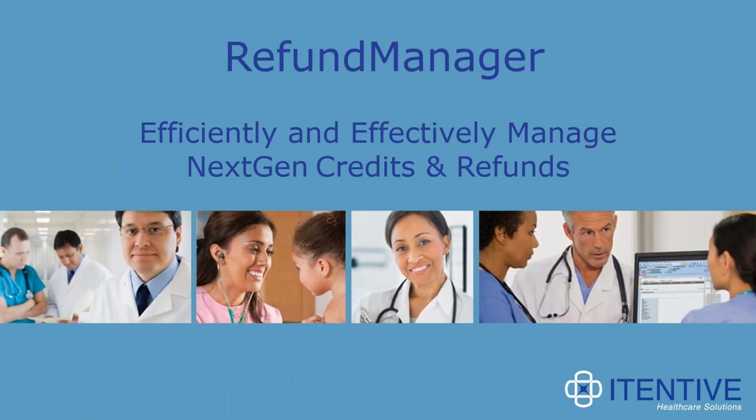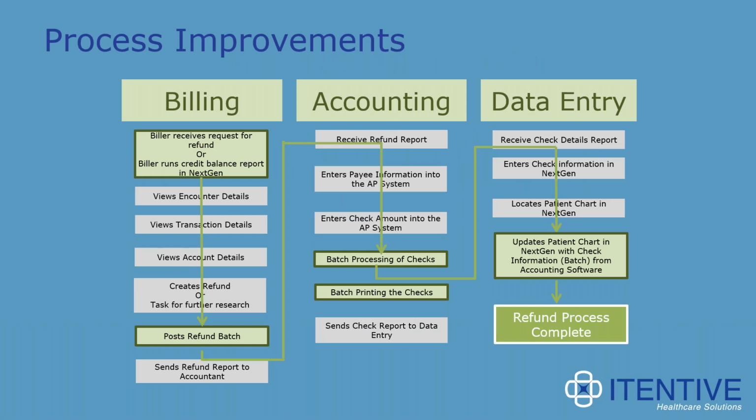On the Refund Manager side, let's take a quick look at that process. With the credits and refunds, you're going to either be reactive or proactive. Reactive meaning that you're going to have a patient that calls up and says, I have a credit on my account and I would like to have a refund issued to me. On the proactive side, on a daily basis, weekly basis, monthly basis, you go through and process a group of credits in your system. Either way, you're going to look at the encounter details, transaction details, account details, and you're going to decide what to do with that credit. You're going to either issue a refund or you're going to decide to apply that credit to an encounter that has an open balance on it.